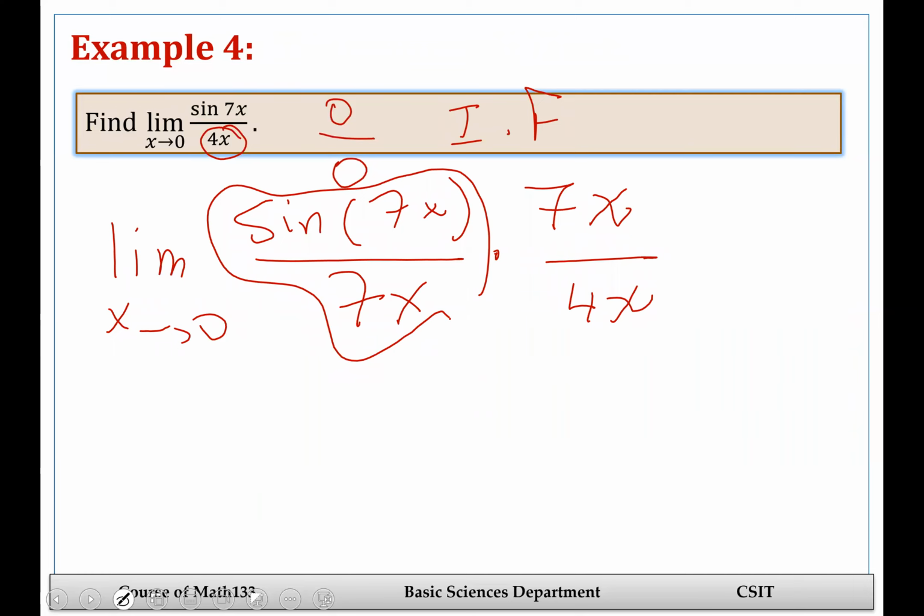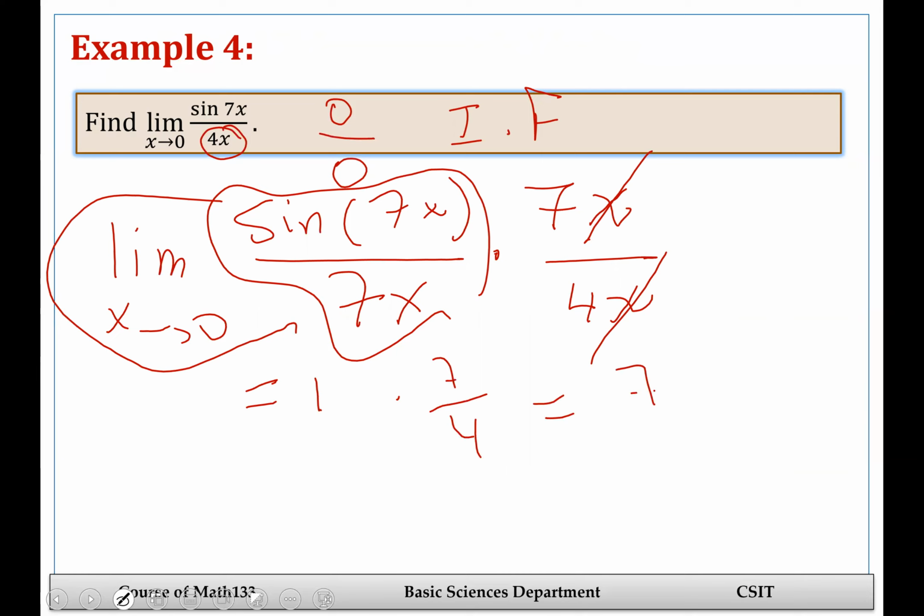Okay, this limit is known from the previous slide. So this is 1. And after simplification, this limit is 1 multiplied by 7 over 4. So the result is 7 over 4. That's this limit.